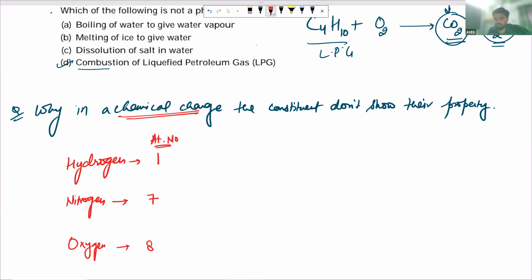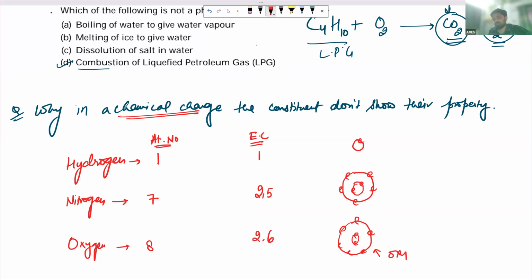And you know that the electronic configuration of hydrogen is 1, that of nitrogen is 2,5, and that of oxygen is 2,6. Now compare the atoms. The hydrogen atom is like this. The nitrogen atom is like this: 2 in the first shell, then 1, 2, 3, 4, 5. And the oxygen atom has 1, 2, 3, 4, 5, 6. There are 6 electrons in the oxygen atom.